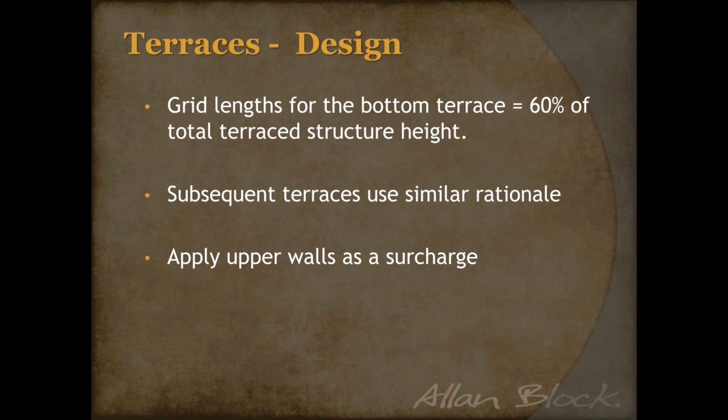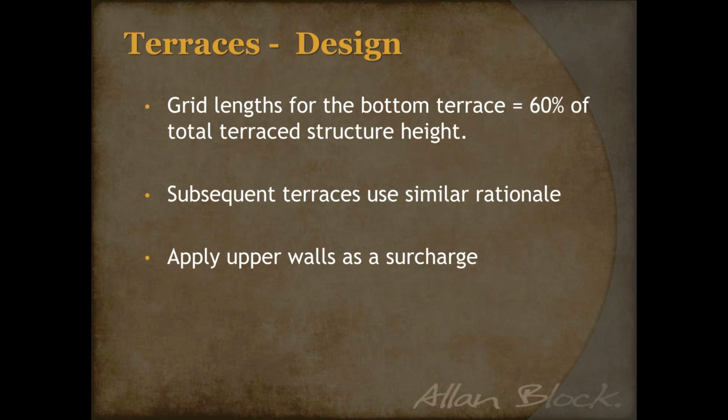So the first thing you're going to do is you're going to design the grid length for your lower wall to be 60% the total grade change. So your total terrace structure height, you're going to have 60% that height as your grid length for your lower wall. So if you have two 6-foot tall walls, so two 2-meter walls, you're going to put 60% of those heights, so 12 feet or 4 meters, as a grid length in your wall for your lower structure. And then if you have multiple tiers beyond just two, you're going to do the same concept for those subsequent tiers all the way up. And then you're going to apply the upper walls as surcharges to your lower walls.